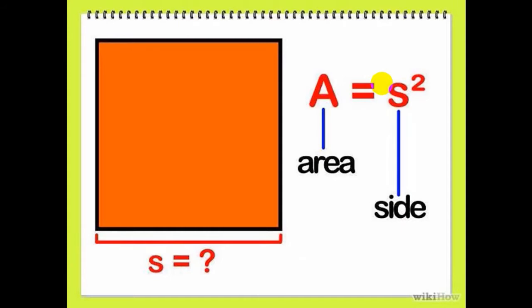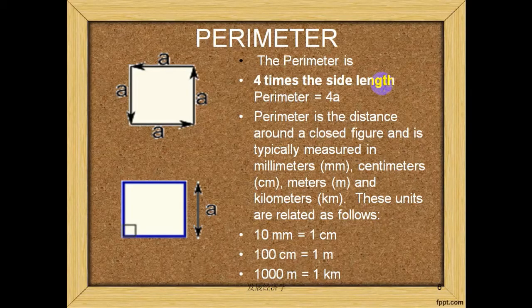Similarly, in the previous slide, if the length of one side is equal to 4, then the perimeter will be equal to 4 multiplied by 4. Suppose the length of one side is equal to 3, then the perimeter is equal to 4 multiplied by 3. 4 multiplied by 3 means 12. 3 plus 3 is 6, plus 3 is 9, plus 3 is 12.